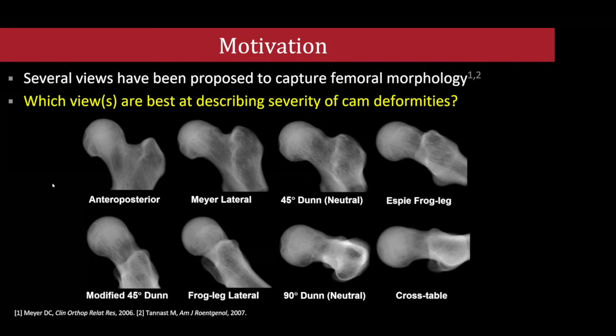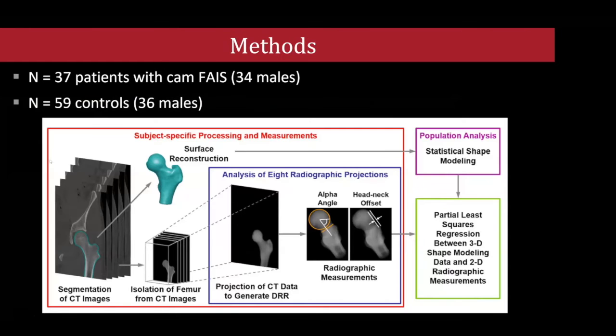Essentially what we did with the shape models is we segmented CT images to create the surfaces needed for shape modeling. And then we isolated only the femur from the CT. We made everything else around the femur black. And then using computer-controlled projections, we can create all the different projections that I showed in the previous slide.